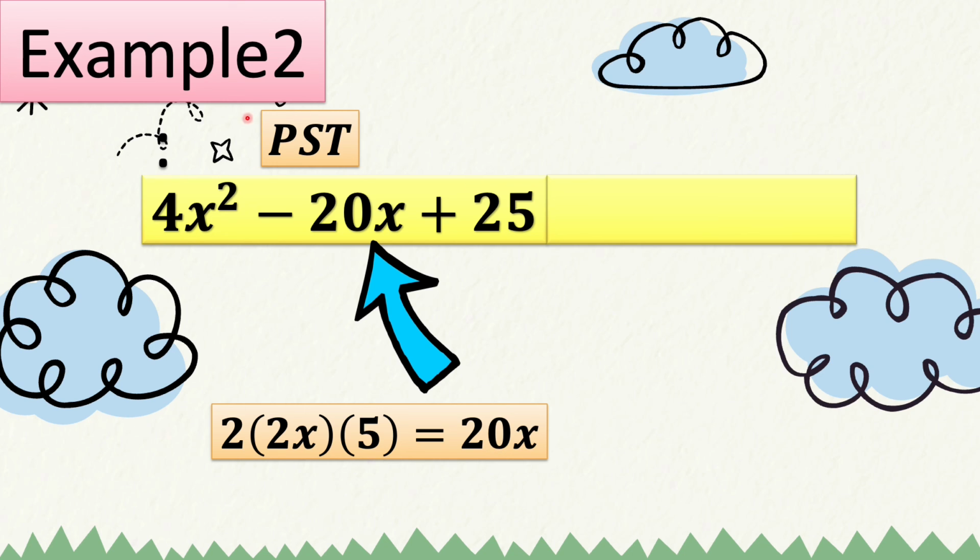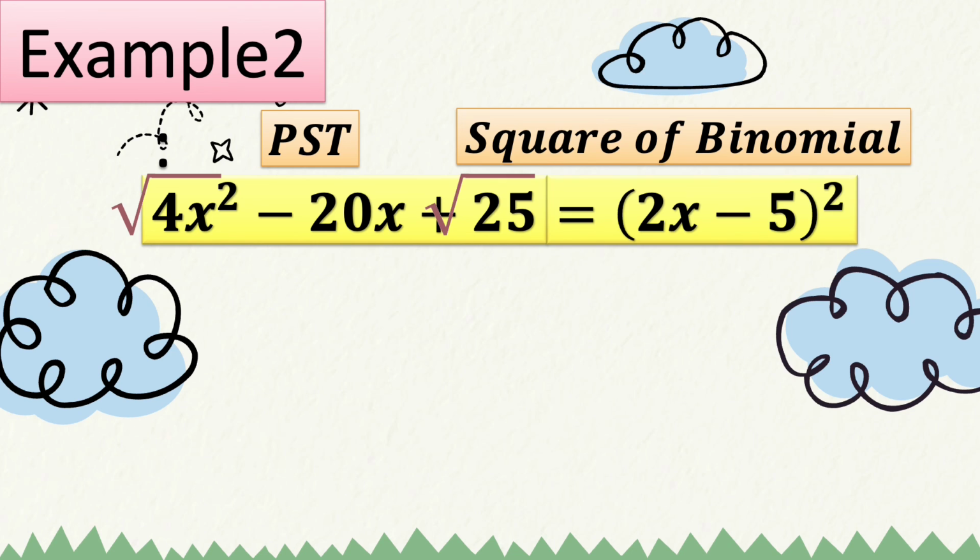So, therefore, ang given trinomial natin is a perfect square trinomial. Ang magiging final answer natin is the square of 2x minus 5. Square root ng first term, that is 2x. Square root ng 25, that is 5. Copy the sign of the middle term, that is minus sign.